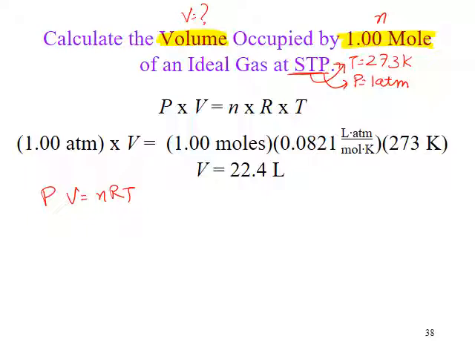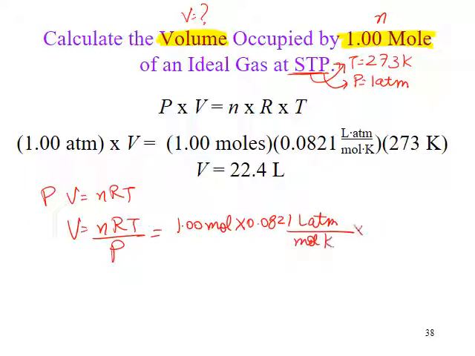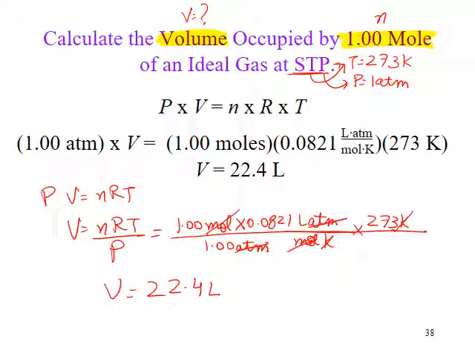And I am solving for V. So V will be nRT over P. If I plug everything in, n is 1.00 moles, R is 0.0821 liter atm over mole Kelvin, temperature is 273 Kelvin, divided by pressure, which is 1.00 atm. So atm cancel, Kelvin cancel, mole cancel. Our final answer is in liters, which always comes out to be 22.4 liters.